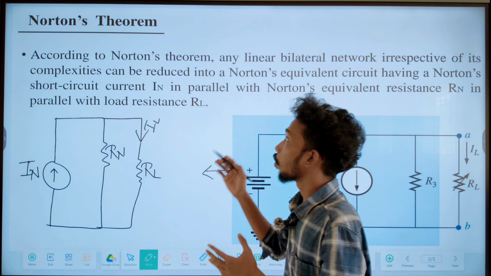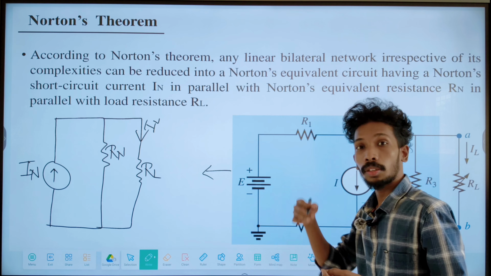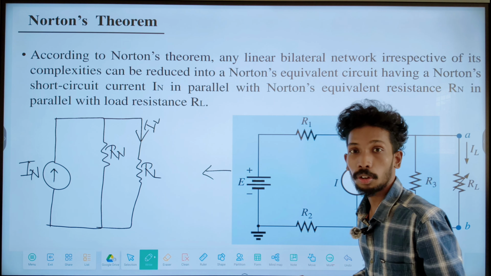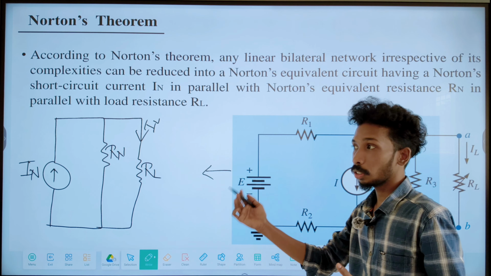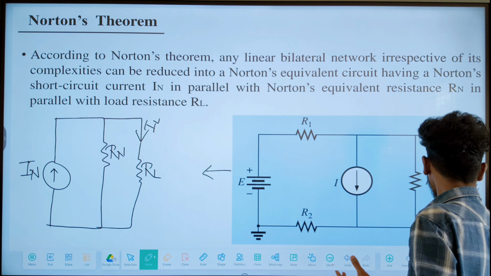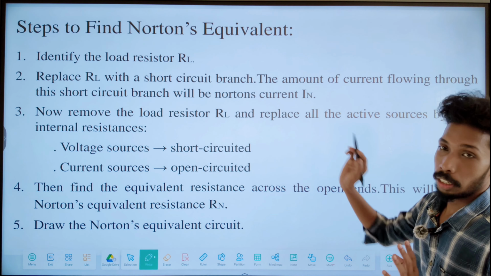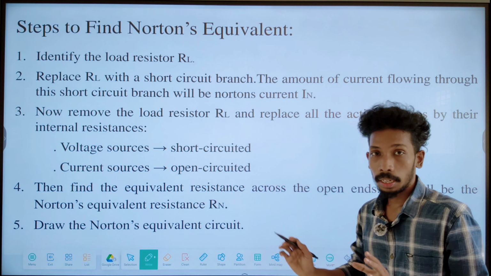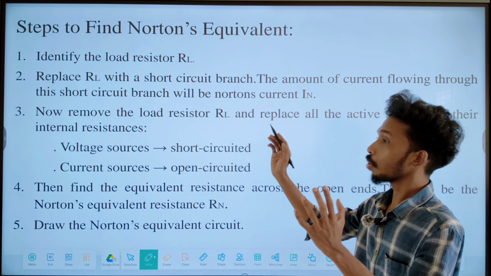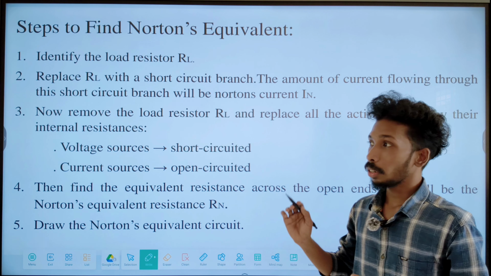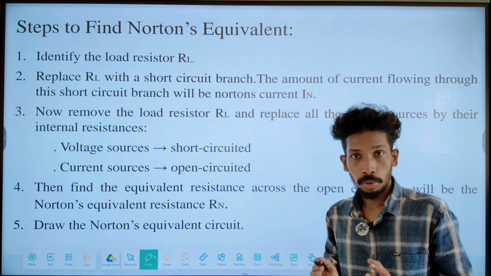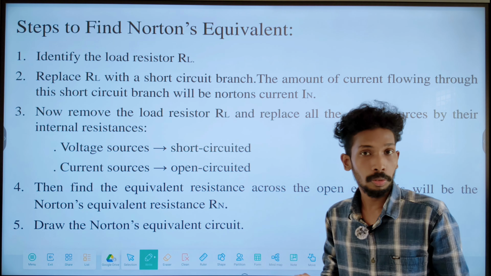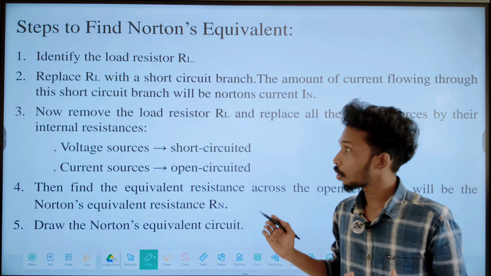Okay, so in Norton's theorem, there are some steps, like Thevenin's theorem, to reduce a complex circuit to a simple circuit. These are the steps. In the first point, they are telling us to identify the load resistor, that is, the resistor in which they are asking us to find out the current flowing. That will be our load resistor.